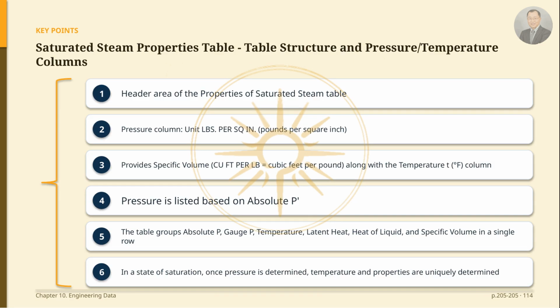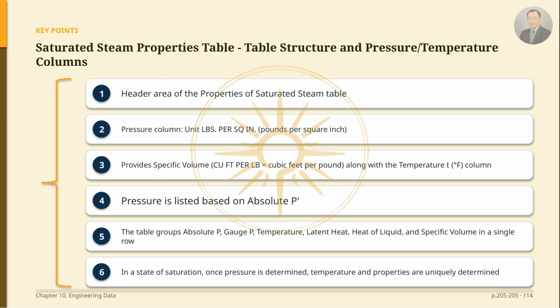I'd like to introduce the composition of the saturated steam properties table. This table summarizes the physical properties under conditions where steam is in a saturated state, meaning liquid and gas are in equilibrium. The first column of the table is pressure, with units in pounds per square inch. Pressure is listed based on absolute pressure, denoted as P.